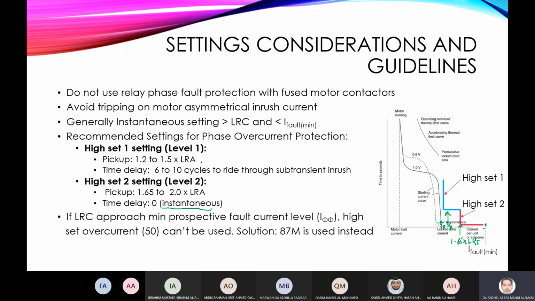Now, suppose the short circuit level is too close to the starting currents. For a larger motor, the starting current can even reach closer, or it depends on the system. This fault level here is closer to the starting current. You cannot use an instantaneous element if you don't have enough margin between the locked rotor current and the minimum fault current. In that situation, we'll use a differential instead as a solution.